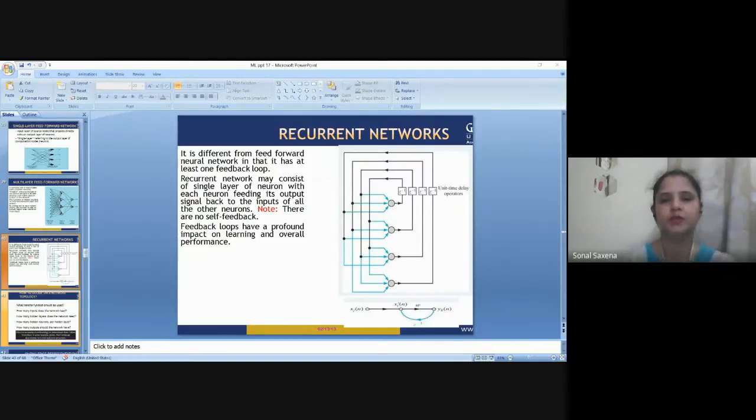So here your recurrent network looks like this. You see the diagram here? A recurrent network may consist of a single layer of neurons, with each neuron feeding its output signal back to the inputs of all other neurons. So there is no self-feedback. They are done like this, and feedback loops have a profound impact on learning and overall performance. So here you can see this is the diagram. You can go through it.